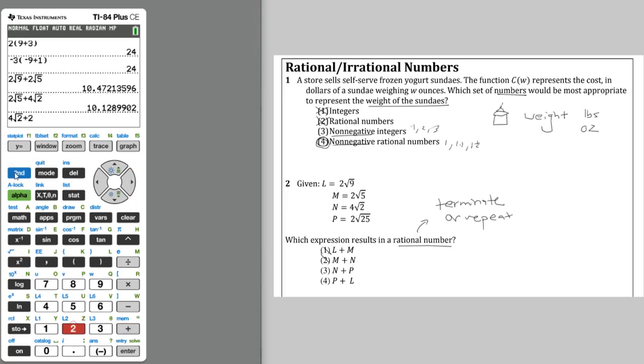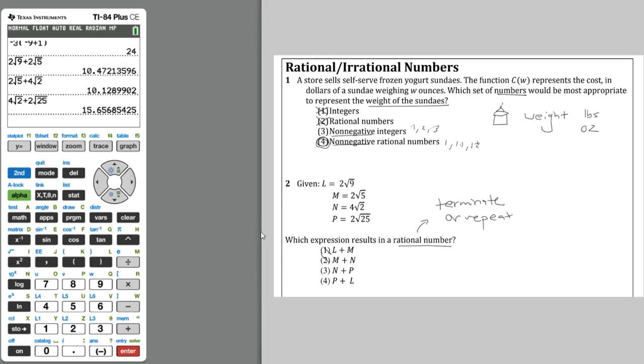N, and then this is p. Again, does not look like that ends or repeats. Last one, like number 1, right? Same thing, had to go through all the different answers.